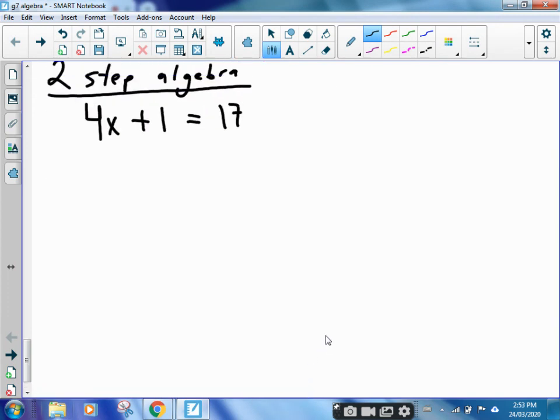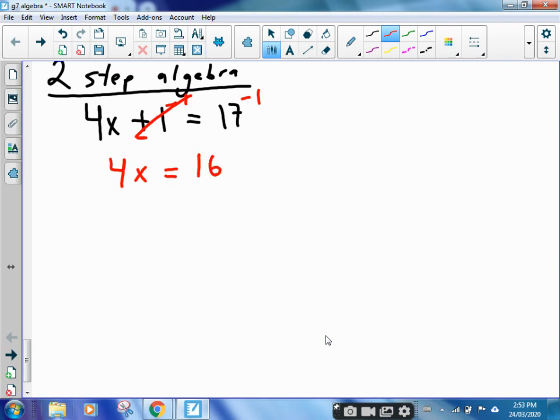Now, like I said before, it is important that you deal with the constant term before you deal with the coefficient. So dealing with the constant term, which is the 1, is the first step. We're going to identify this as a plus, so we're going to subtract. We're going to do the opposite to both sides. We're going to subtract 1 from both sides. So when we do that, now our problem is just 4x equals 16.